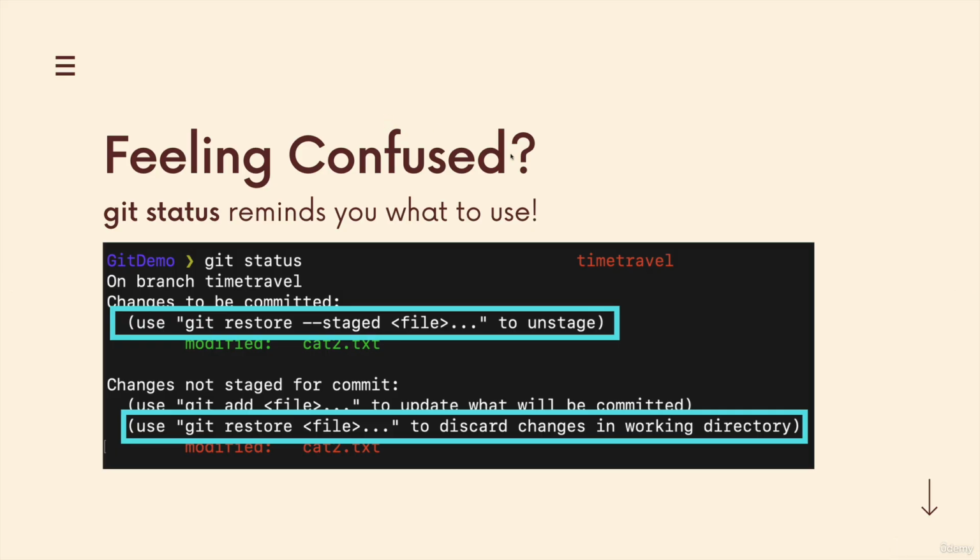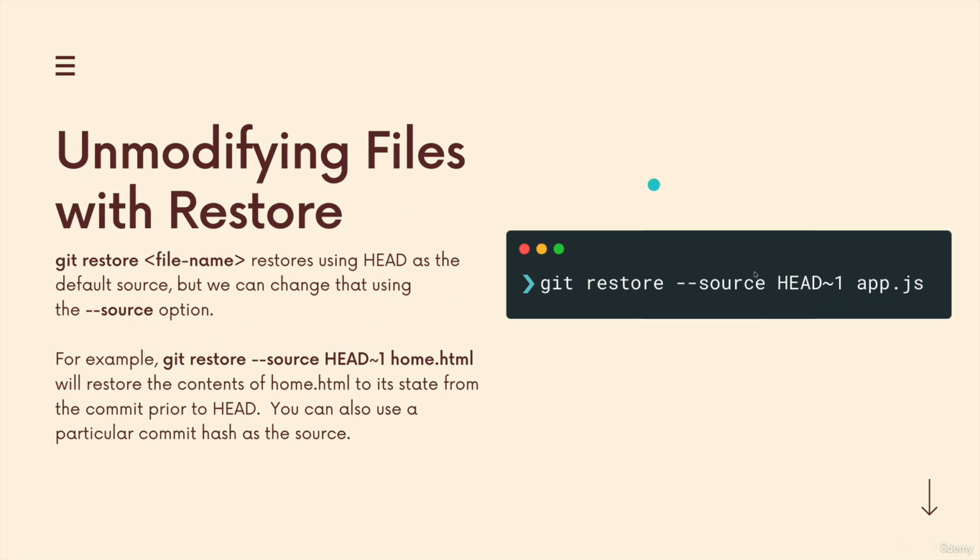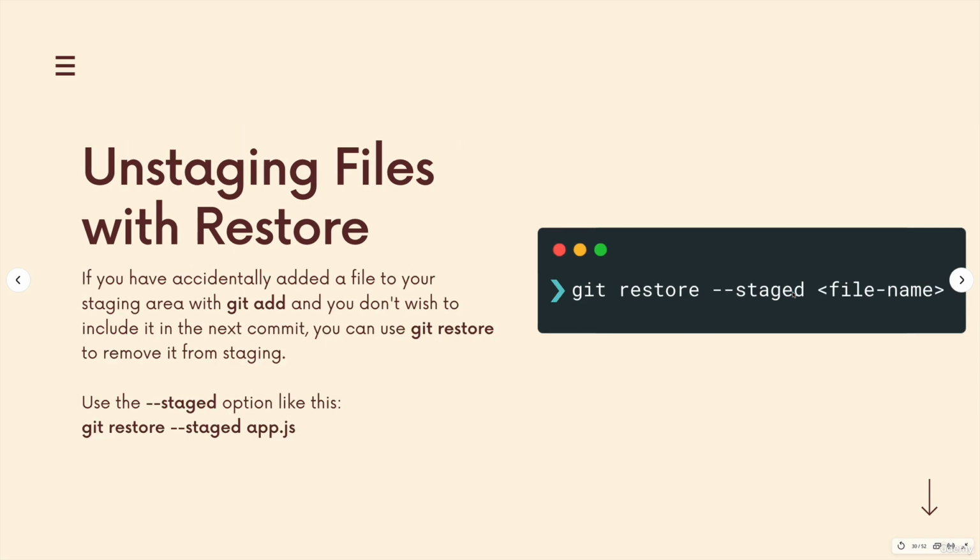It does not show you in git status, though, that you have this option, right, to specify a different source. Not as common, but this does allow you to reset the contents of a file to what it looked like 10 commits ago if needed. So you can use that --source. It defaults to HEAD, as we've seen. Okay, so that's git restore.